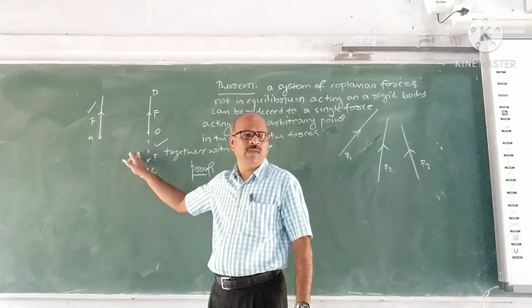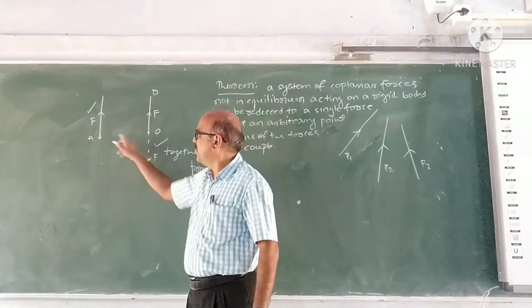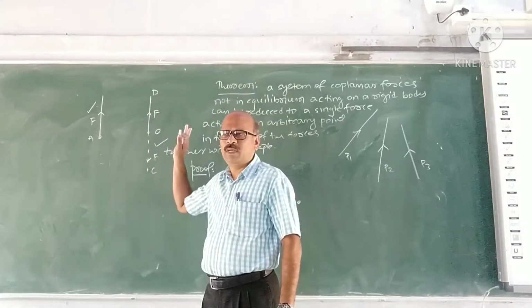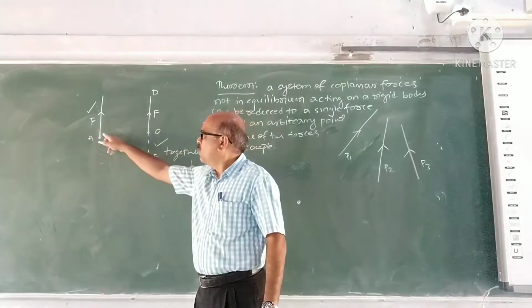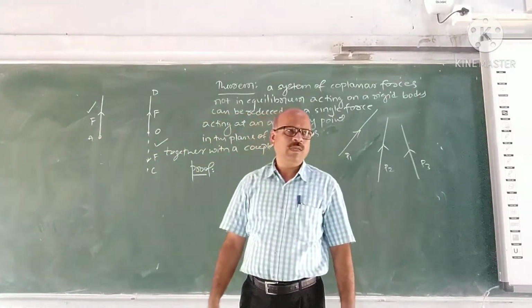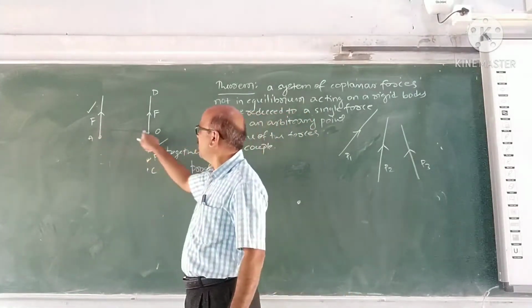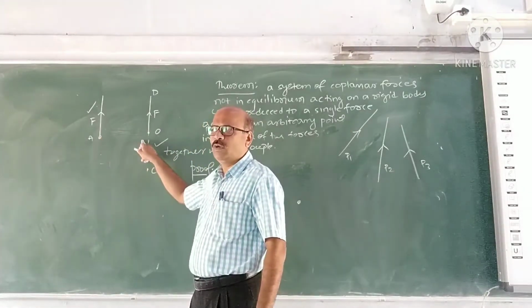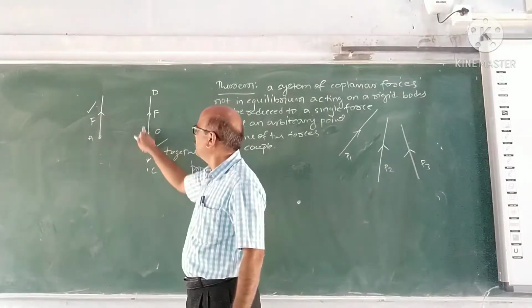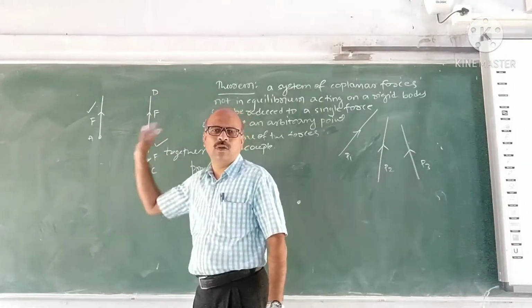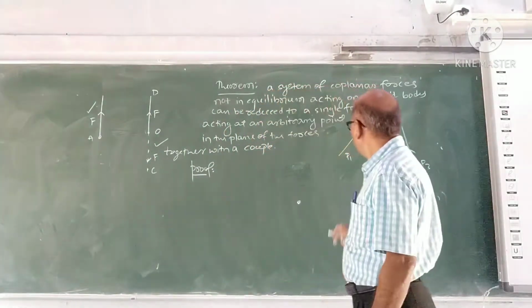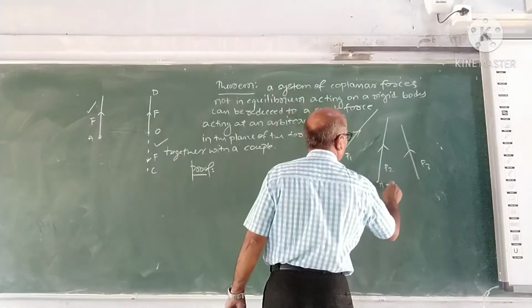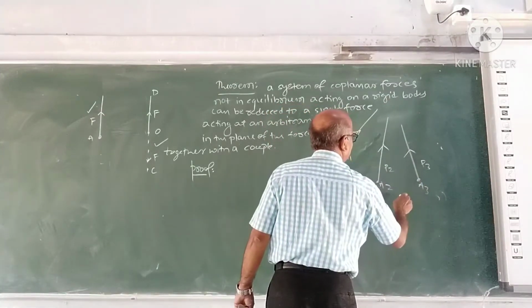What is the moment of this couple? Moment of the couple is same as moment of the given force about O. Moment of the couple is force into perpendicular distance. What is the moment of this force? It is also F into this distance. It is same as moment of this couple about O. And we are left with one more force here, F acting along O.